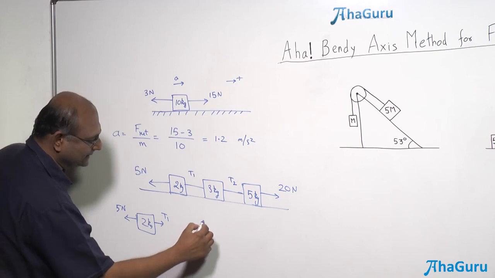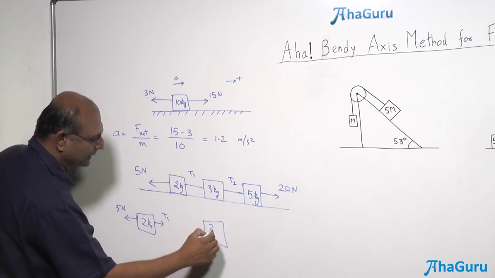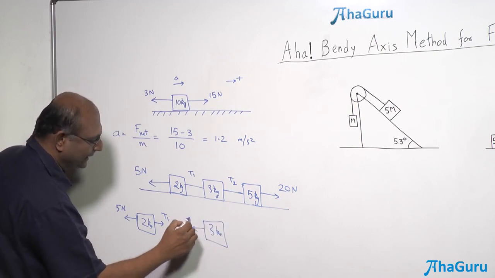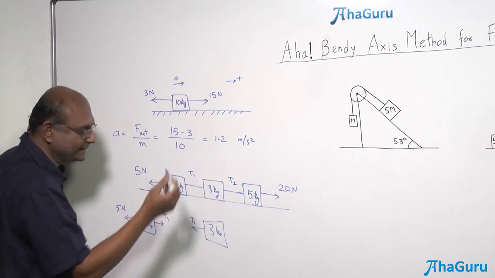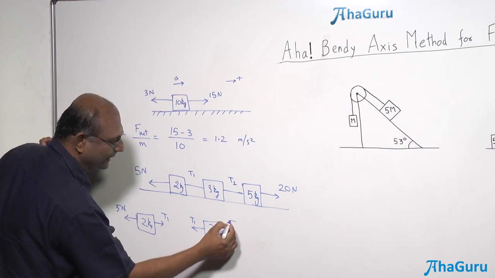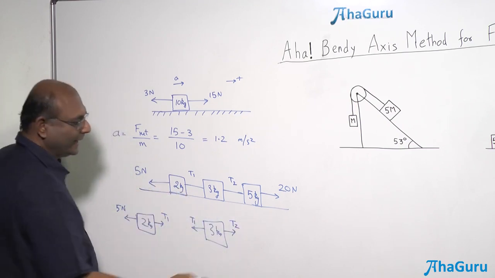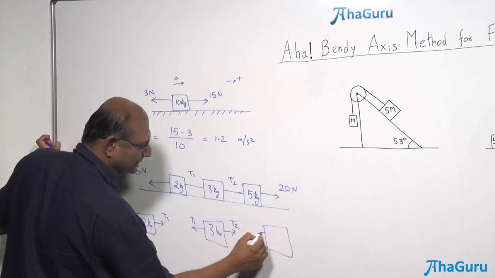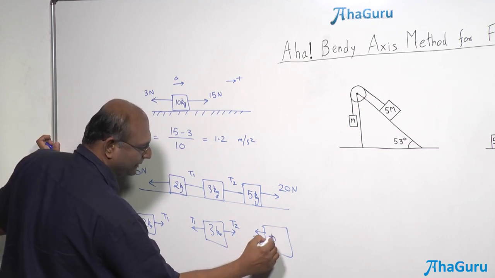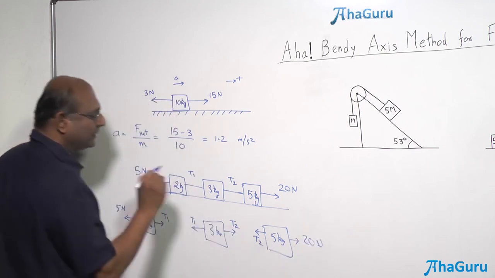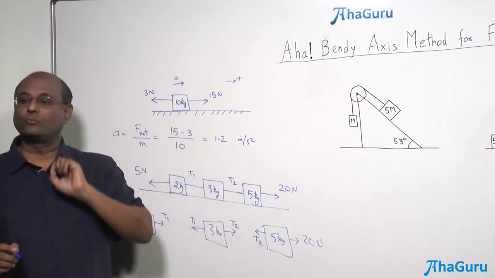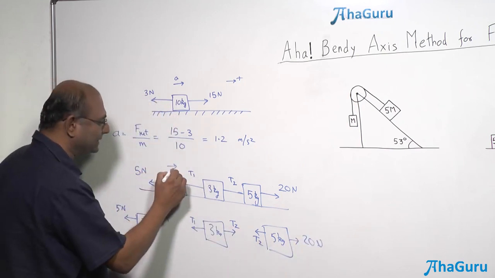And similarly, if I try the same thing for the 3 kg block, it is going to basically be T1 in this direction, because this rope pulls the 2 kg this way and it pulls the 3 kg that way. And on this side, you're going to end up with T2. And for the 5 kg block, you're going to say this is T2, 5 kg, and you're going to write 20 newtons, right? But the basic point is all of them move together. They all have the same acceleration.